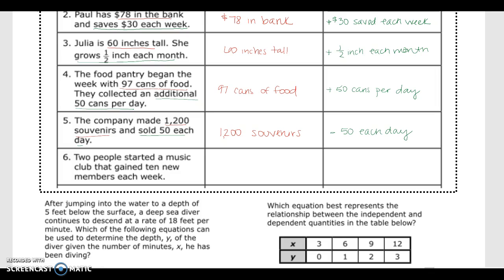Last one here, it says 2 people started a music club that gained 10 new members each week. So what did the club start with? Right, the 2 members that started it. So 2 people started the club.